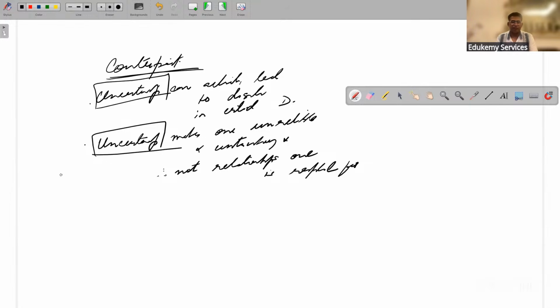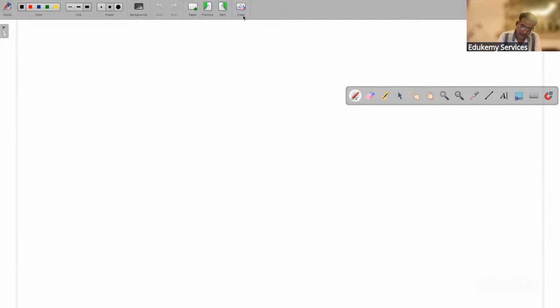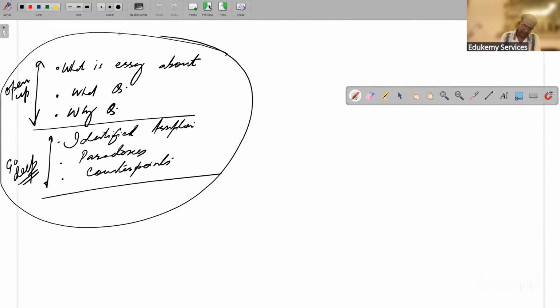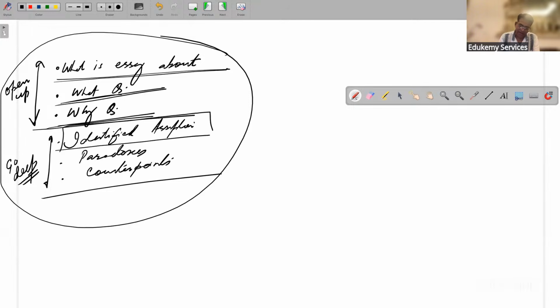Did you understand the meaning of these two opposing ideas? I think we need 1 or 2 more sessions to demonstrate it. So if I quickly recap, we have done this earlier now. अगर मैं recap करूं, this is your mantra. First, ask what the essay is about. Ask what questions, ask why questions. Identify assumptions. Find 1 or 2 paradoxes. Find 1 or 2 counterpoints.